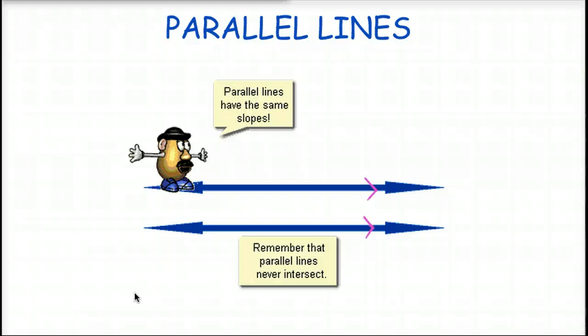Looking at parallel lines, these parallel lines will have the same slope. And remember that they never intersect. So if you think about how parallel lines look, it makes sense that they would have the same slope because they will never lean into each other in order to cross.